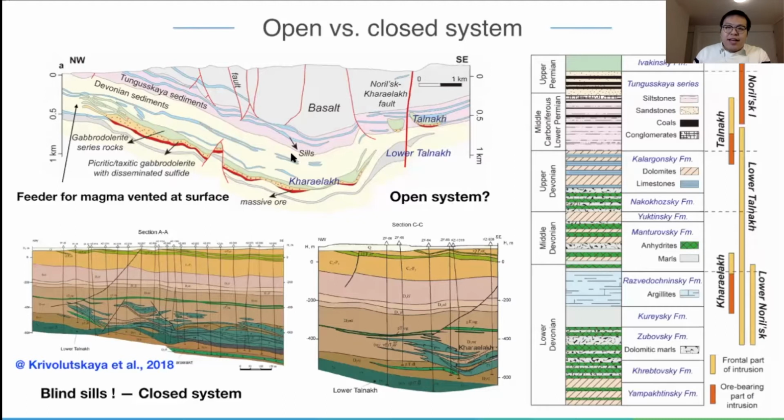Another thing is that Tony suggests the system is an open system. So in the west of Noril'sk, the intrusions should be connected to the surface and to the flood basalt. But the new recent drill core section suggests that the western part of the Noril'sk intrusions is blind. So Nadia suggests it's a closed system.